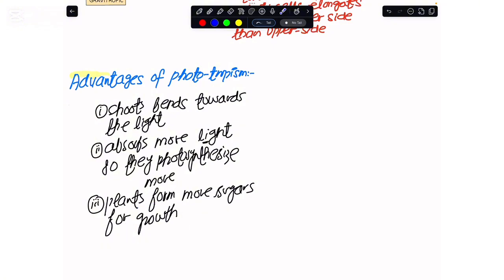Now, I hope that this phenomenon of the tropic responses in plants makes sense to all of you. And in the next class or lecture, we will begin to see how the roots exhibit gravitropism.